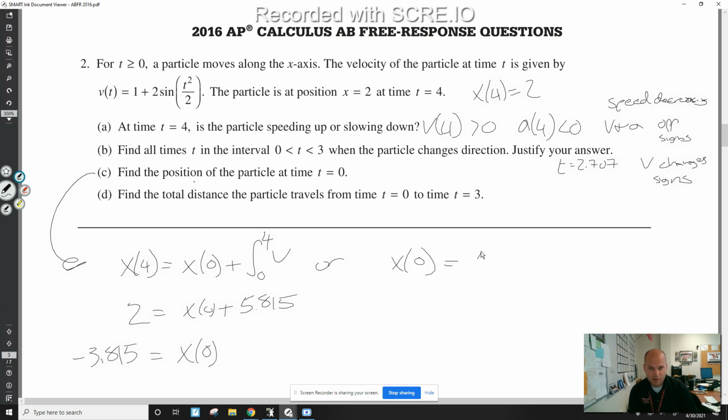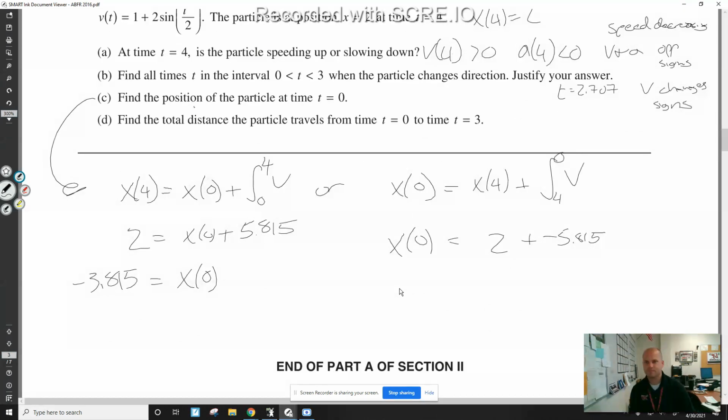Or, I really think this is a 4-pointer: my unknown equals my known plus my displacement from my known to the unknown. Guess what? I got to go from 4 to 0. I'm going back in time. What did I do from 4 to 0? Start minus end. 4 to 0 we know is the opposite of 0 to 4. We know this would be 2 plus, and this would be negative 5.815. You get the same answer both ways. Pick a way that works.